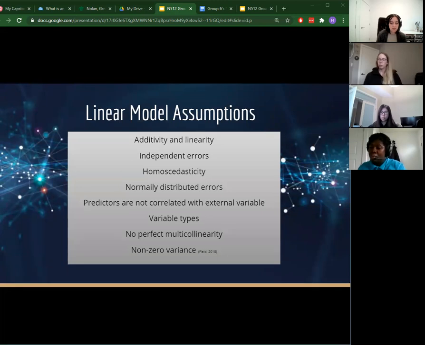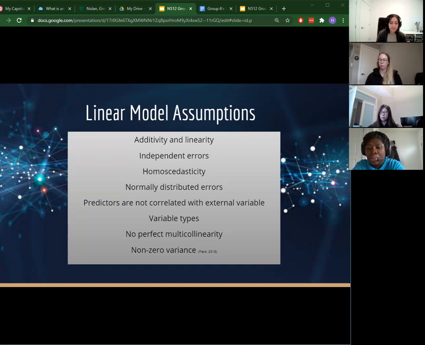We also have a number of linear model assumptions. So we've already learned about the assumptions of additivity and linearity, independent errors, homoscedasticity, and normally distributed errors. The assumptions that we haven't yet covered include predictors not correlated with external variables. So recall that external variables are variables not included in the model, but that affect the outcome variable. This assumption indicates that the external variables should not correlate with any variables in the regression model. The model becomes unreliable when external variables are correlated with the predictors.